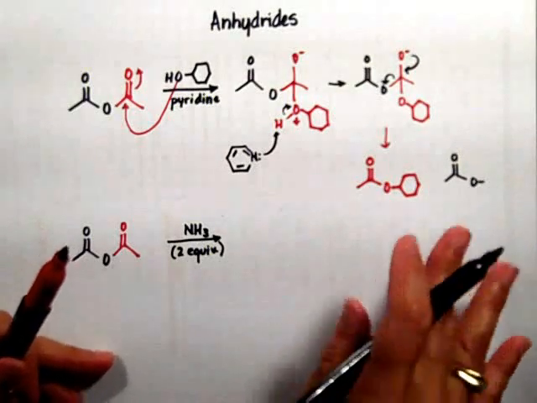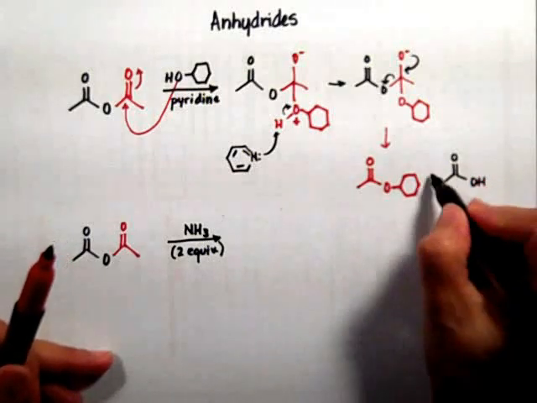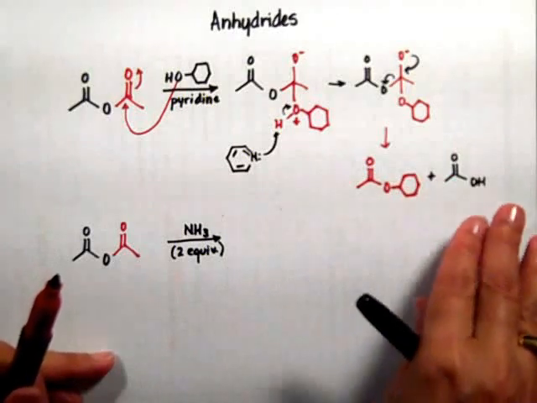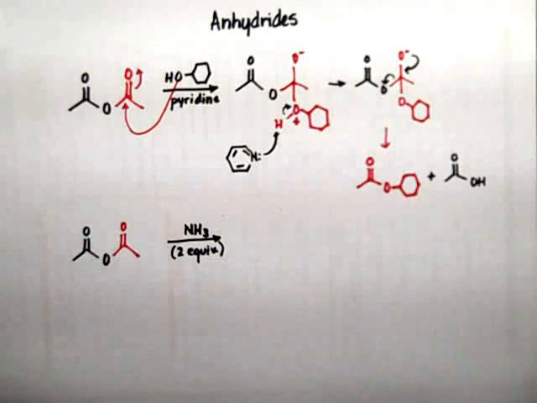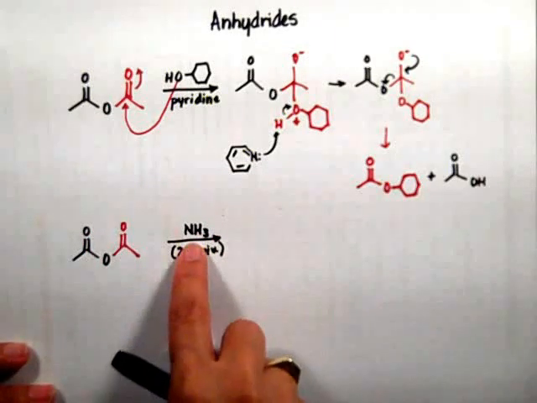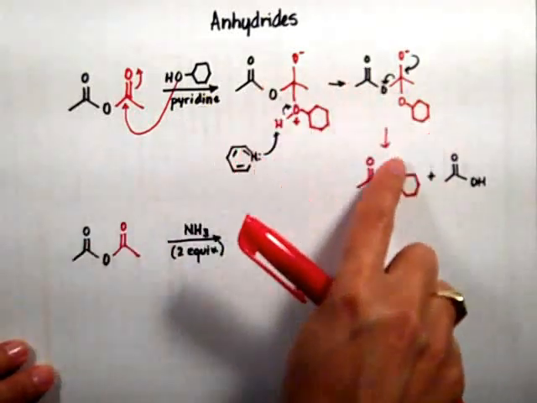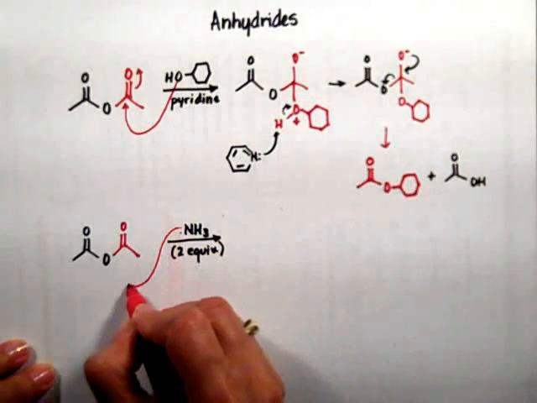And eventually, of course, when we work up the reaction, it will get protonated and it will get you acetic acid. So one of the carbonyls will get us the ester. The other one is going to be converted into a carboxylate, which will eventually be converted to acetic acid. Let's do the reaction again, but we're going to do it with ammonia. Exactly the same thing happens with the ammonia that happened with the alcohol.